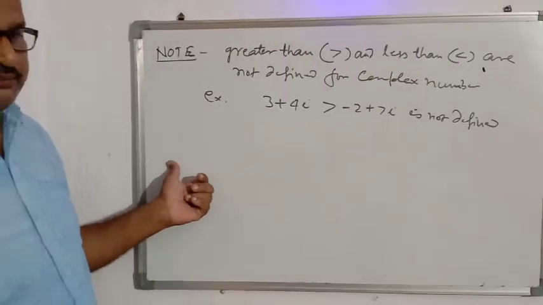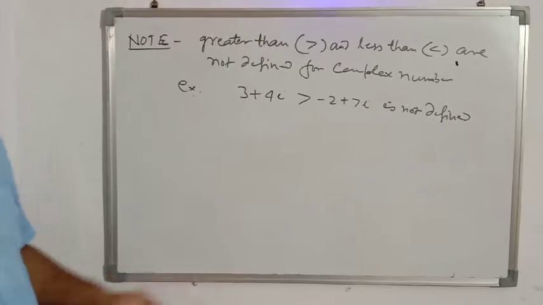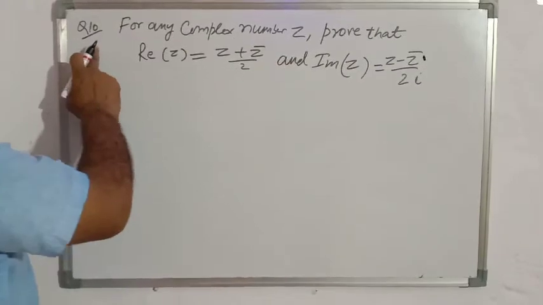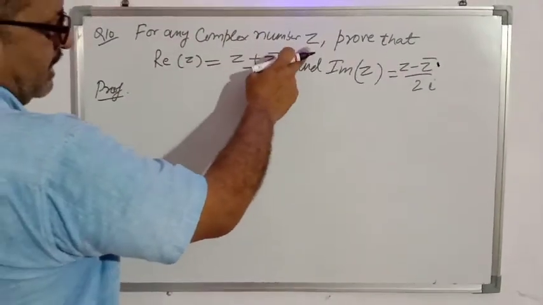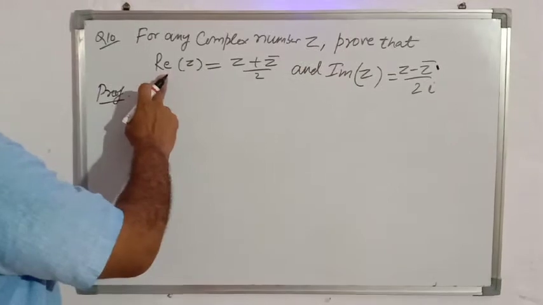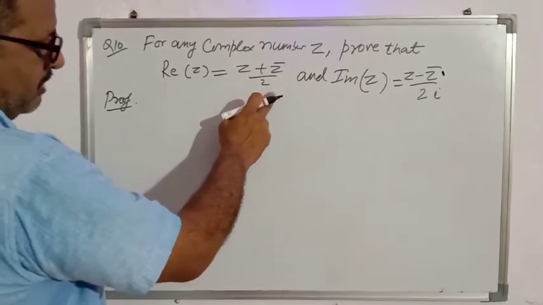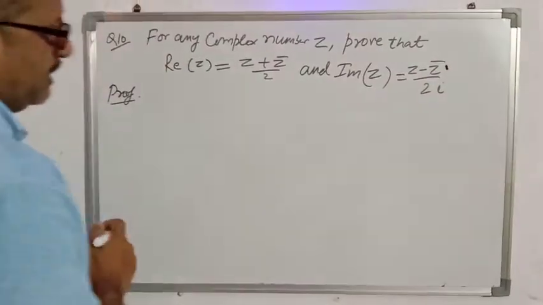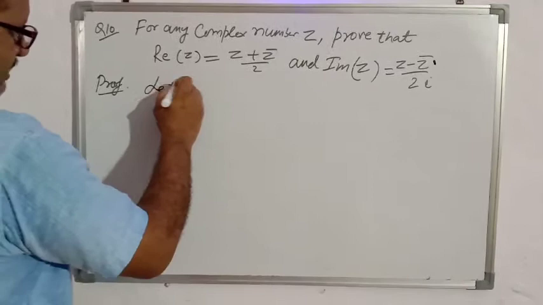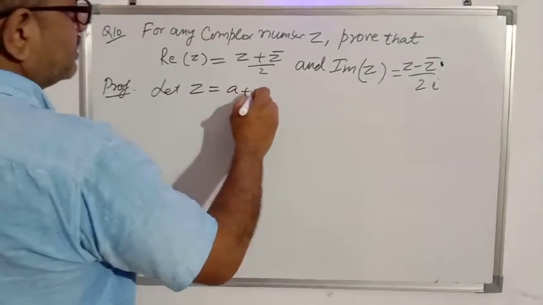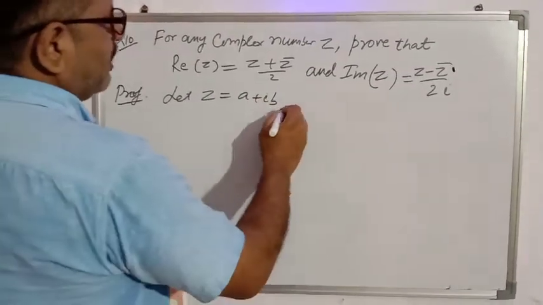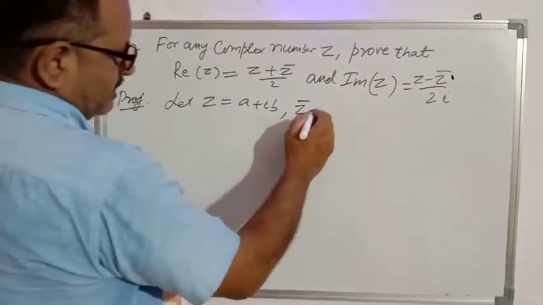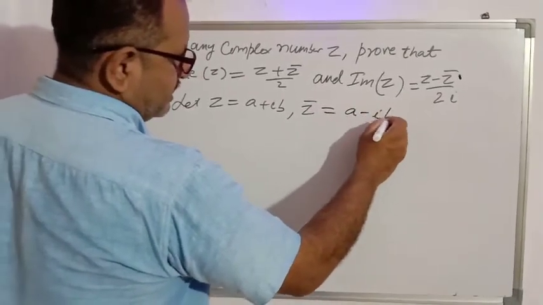Now we will take some examples, some problems from the exercise. See question number 10. For any complex number z, prove that real part of z is equal to z plus z bar by 2 and imaginary part of z is z minus z bar upon 2i. So let z be equal to a plus ib. What will be z bar? Z bar means the conjugate of complex number z, so z bar we can write as a minus ib.